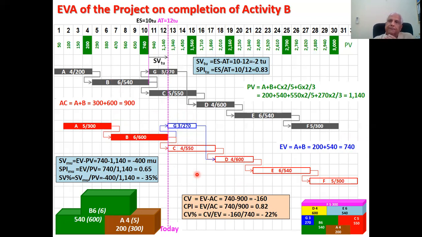So the project is behind schedule and over budget. What we are going to do, we'll discuss that later. But for the time being, this is the situation. And we haven't done any forecasting other than perhaps the schedule forecast, which is showing that the project will end up 2 days late. Okay, the next good time to do earned value analysis is when activities G and C, red and blue activities, also complete, because they are in parallel. So let us go forward.